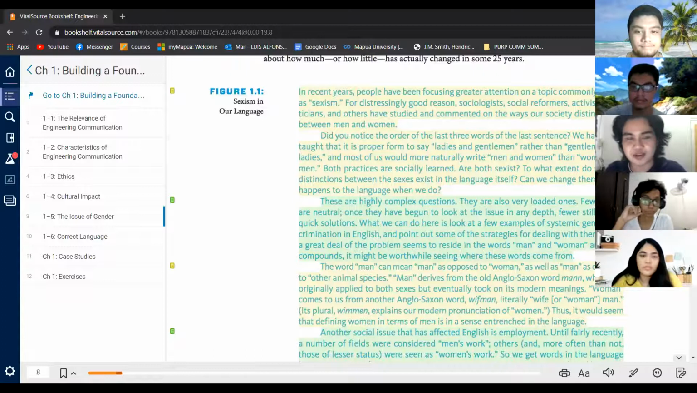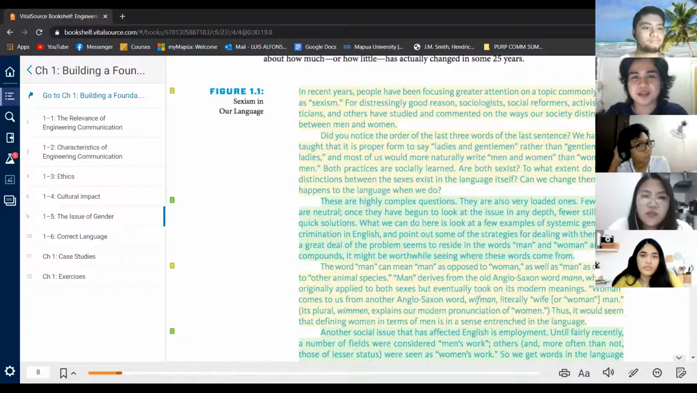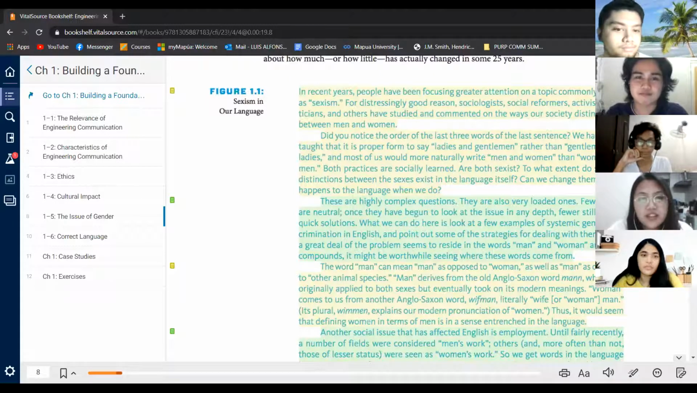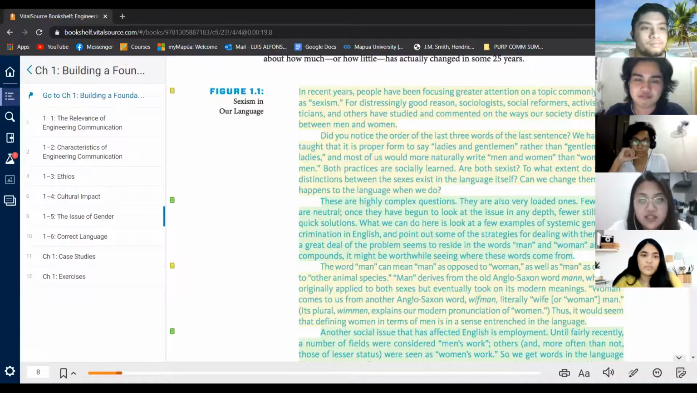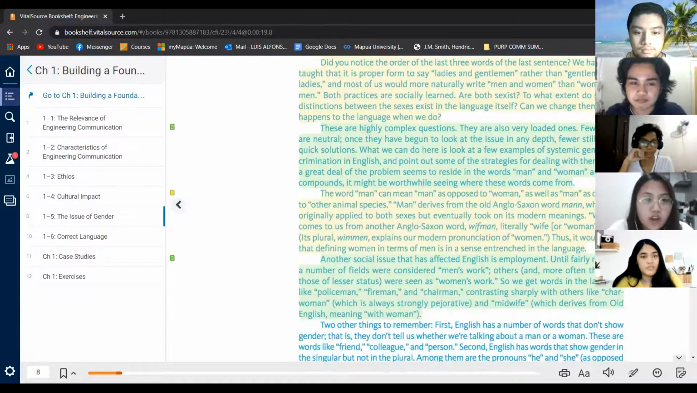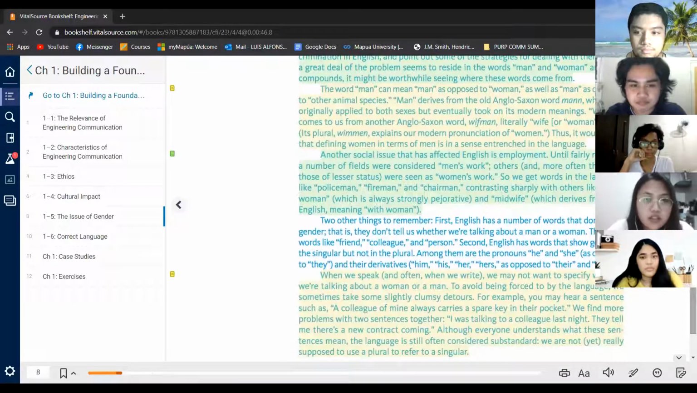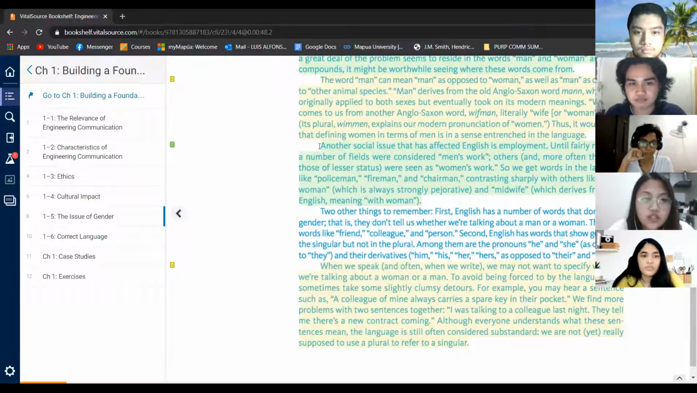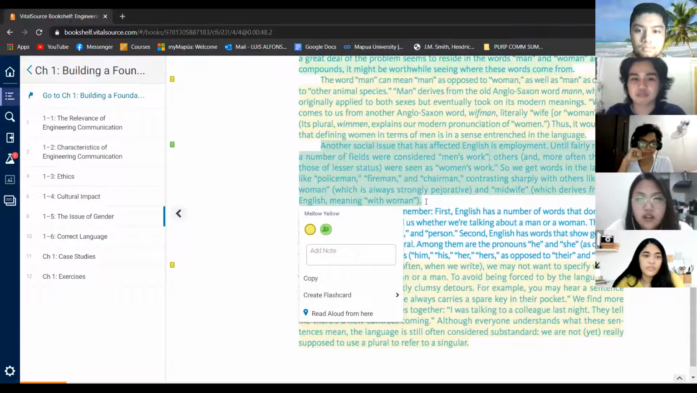So what about the others? I agree with what you both said regarding the attention step. The second step in Monroe's motivation sequence is the need step. I classify the sixth paragraph to be a need step, wherein the author stated that another issue that has affected English is employment. Also, he pointed out here that there are words that would classify a man's and a woman's work. Do you agree with me? Yes, I think so.